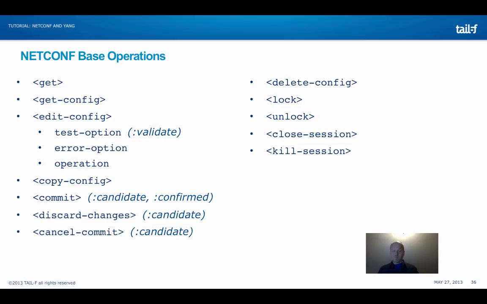Commit. Commit is actually an operation towards the candidate data store. So if a device supports candidate, you can do several edit-configs towards the candidate database. Then at a later stage, you do a commit. The commit copies the candidate data store to the running. So that's what it does. You don't commit towards the running, you commit towards the candidate. If you've done a set of edit-configs towards the candidate and want to get rid of those, discard-changes empties the candidate database.